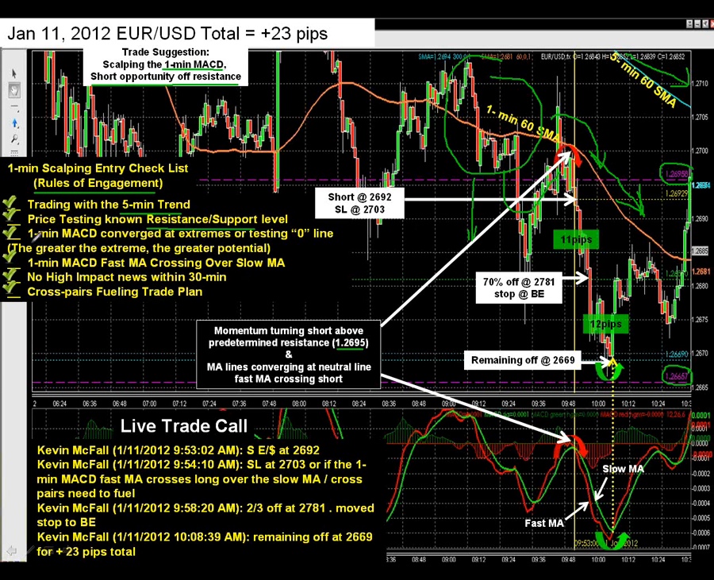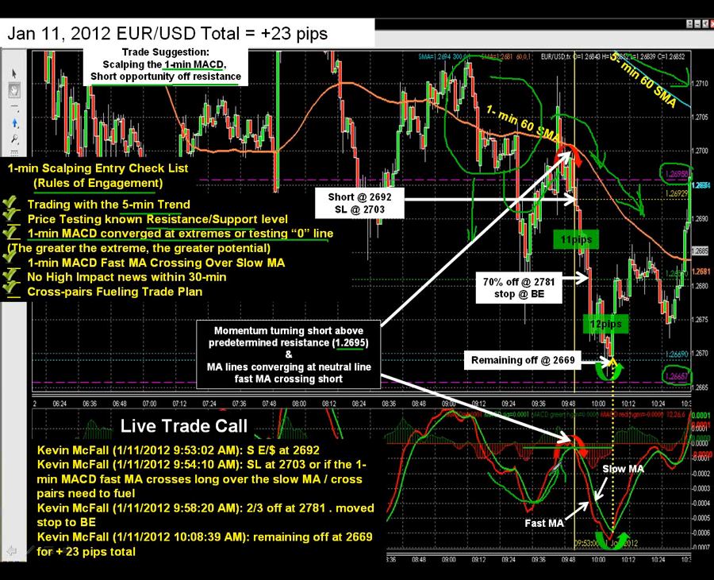Well, we go to our next checklist, which is the 1-minute MACD converged at extremes or testing the zero line? Here's the zero line, sometimes called the neutral line, and you can see momentum has moved down below it and then come back up just as price came to test resistance. It's what we call confluence of indicators. We also have momentum coming up to the zero line but not being able to break through it.